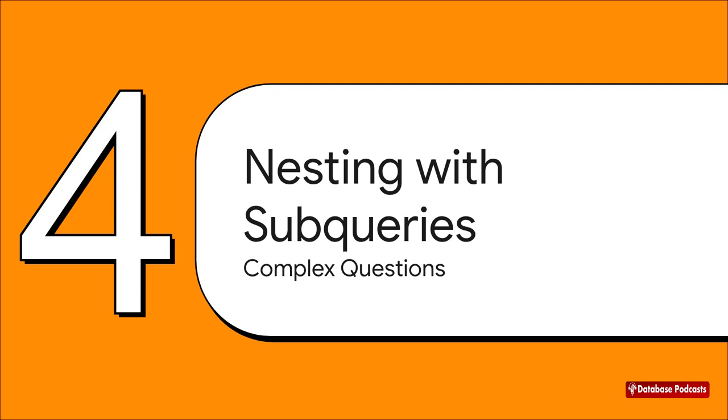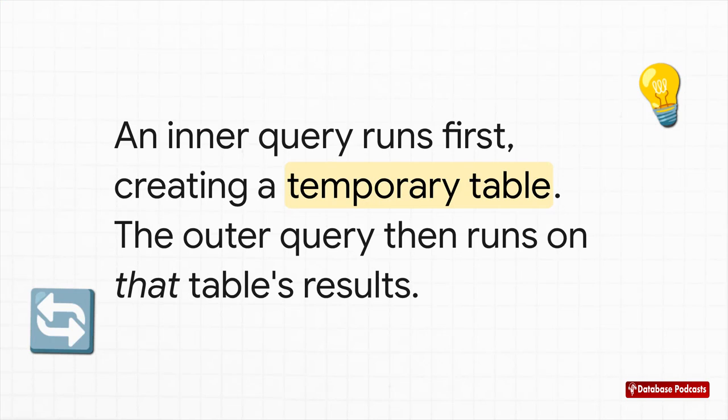Okay, that's powerful stuff. But what happens when your question is a little more complicated? What if it has multiple parts? Like, what if you first need to count something for each group, and then you need to find the average of all those counts? That, right there, is the perfect job for a subquery. It's really cool. You can literally stick one query inside of another one. The inner query runs first, and its result acts like a brand new temporary table. Then, the outer query runs on that temporary table. It's like building your answer in 2 steps to solve one complex problem.